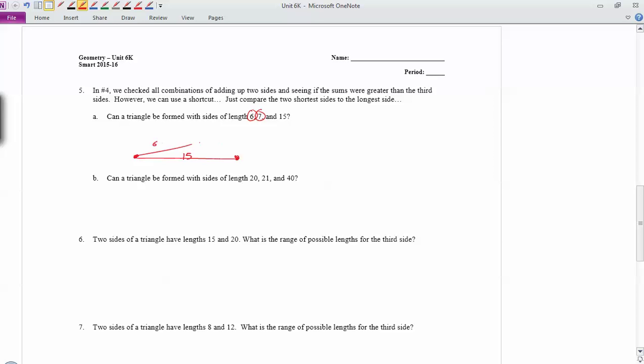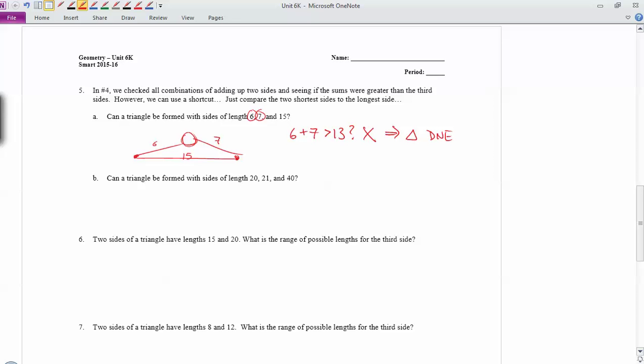So if I put the 6 here, and, 6 would be shorter, so if I put the 6 here and the 7 here, there's no actual way to connect them because there'd always be a gap between them. 6 plus 7 is not greater than 15. So the triangle does not exist.